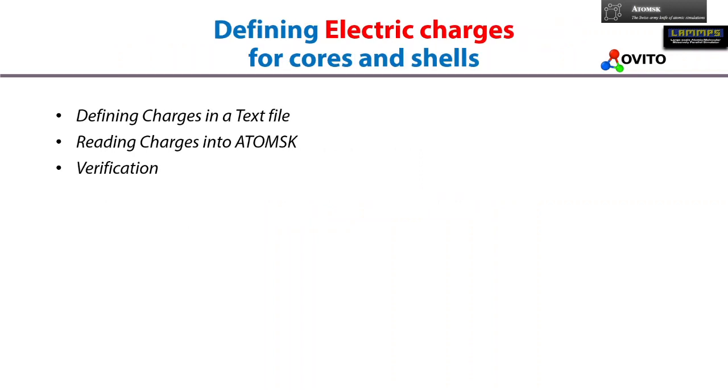The next is defining electric charges for cores and shells. How you can do this is, firstly you write your charges in a text file, then you read that text file into ATOMSK.